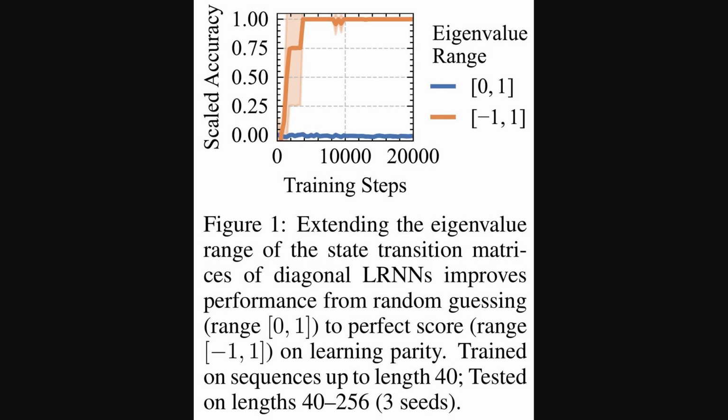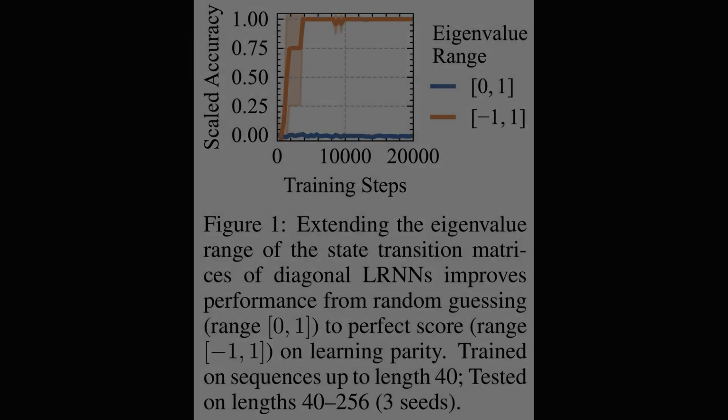Okay, the first figure really highlights this core idea. It shows scaled accuracy on the parity task over training steps. The blue line, that's the standard LRNN, with eigenvalues limited to positive values between 0 and 1. It completely fails, stuck near 0. In stark contrast, the orange line, representing the extended -1 range, rapidly achieves perfect accuracy. It's a pretty dramatic difference, especially for these diagonal models.